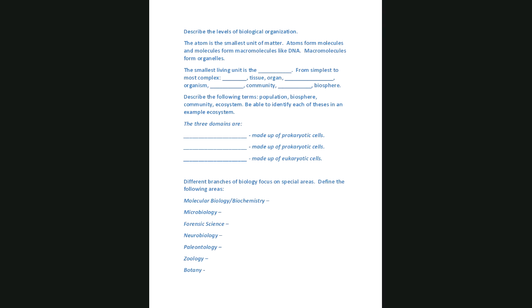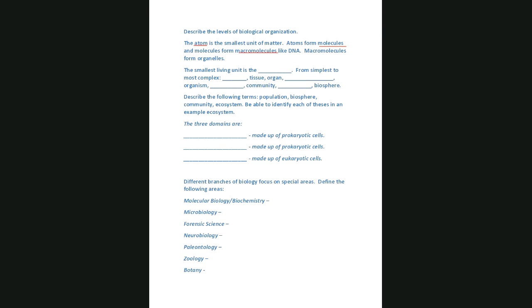Now, we know that order or organization is one of the characteristics of living things. So let's go through the levels of biological organization. Okay, I want to point out something first. Atoms are the smallest unit of matter, but they're not living. Atoms form molecules, and molecules form macromolecules, and we're going to talk later tonight about the four macromolecules.